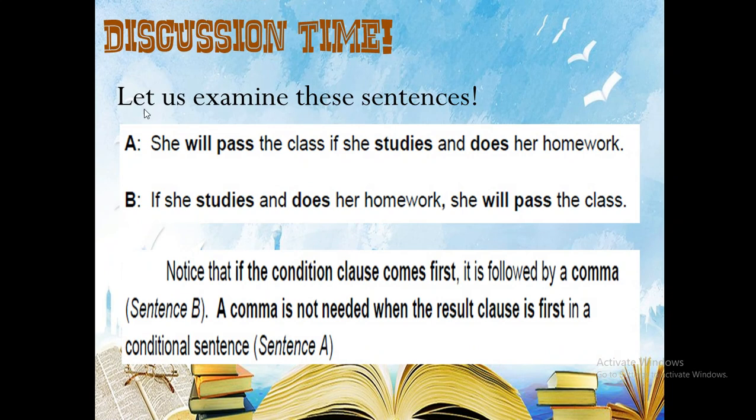Now, if we try to explain sentence A, she will pass the class if she studies and does her homework. Then, for sentence B, if she studies and does her homework, she will pass the class. We have the rule here that if the condition clause comes first, it will always be followed by a comma. For example, in sentence B, we have the if or the condition clause in the beginning, then it should be followed by a comma, then the result clause.